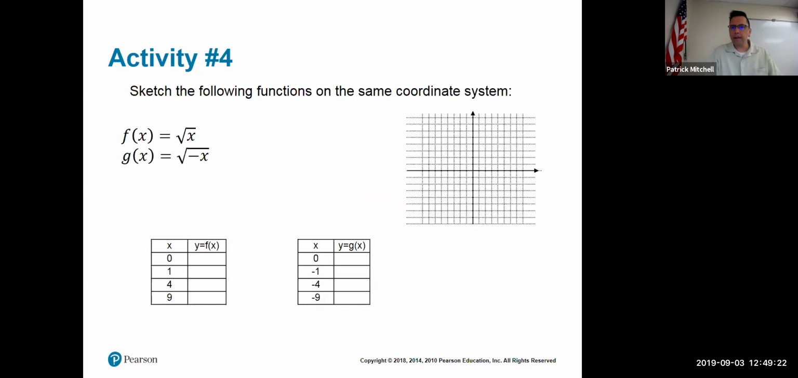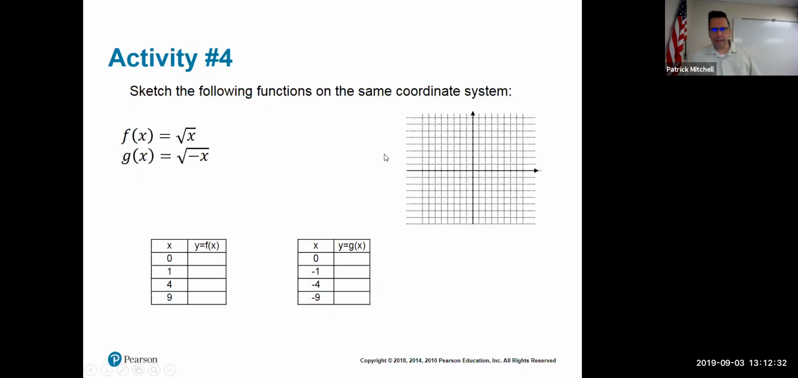Okay, and that brings us to activity number 4. So I'm going to ask you to try that one. F of x equals the square root of x. G of x equals the square root of opposite x. And I have given you these two tables. So try that right now, and we'll come back and compare notes.